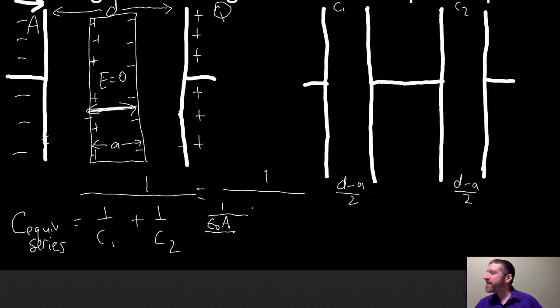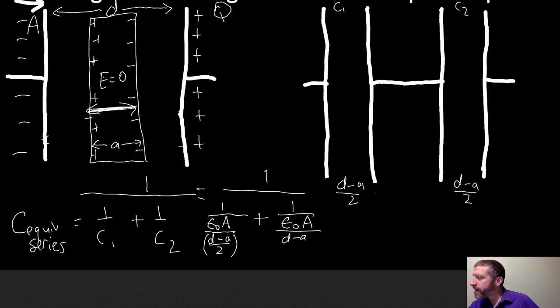But what is D? D is the space between the plates. So right here, that space is just D minus A over 2 quantity. And then that's C1 now, and then I got to do plus 1 over C2, which will be epsilon naught A over D minus A over 2.